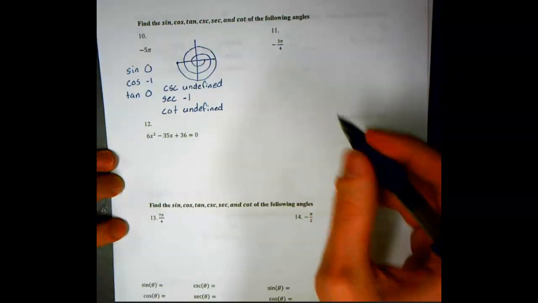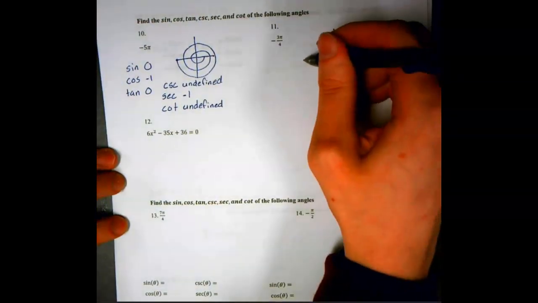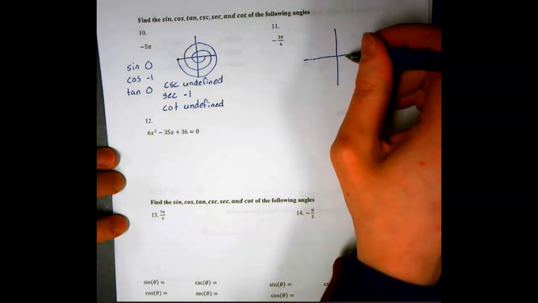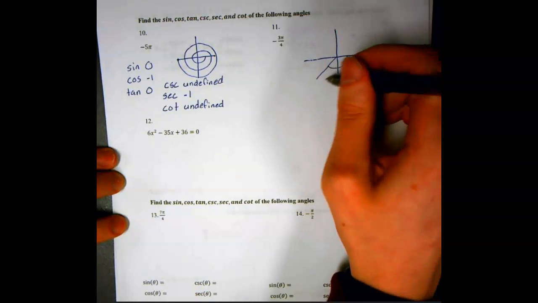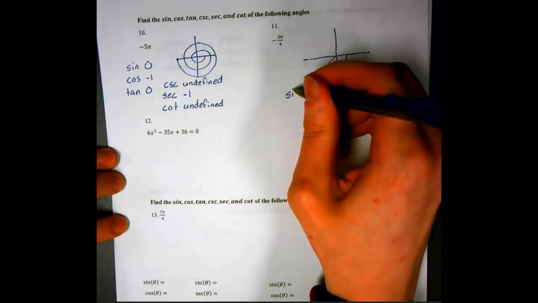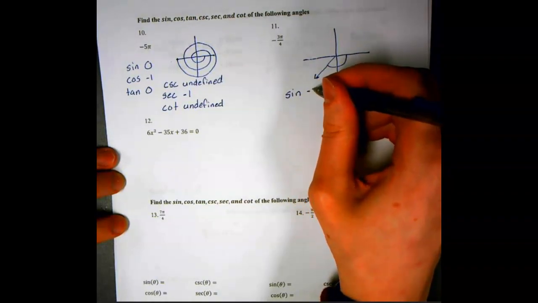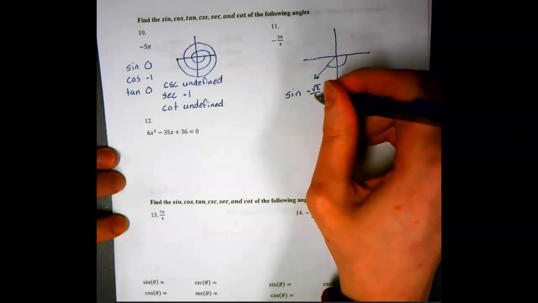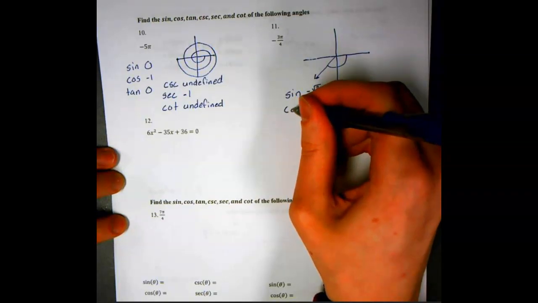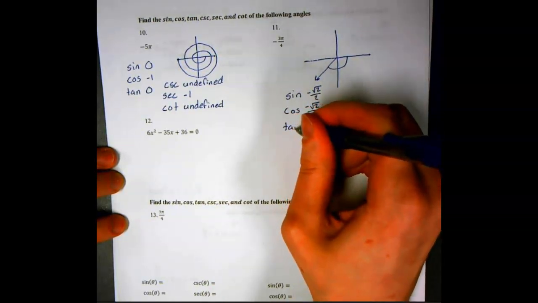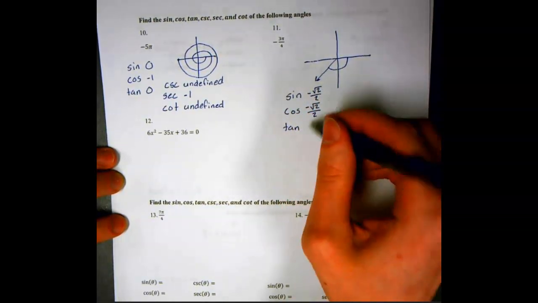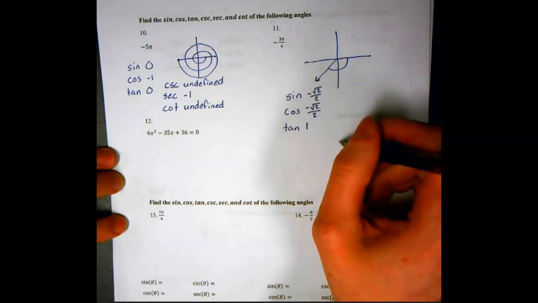Looking at problem 11, again, we can draw out our angle. So here is our angle. That means sine is going to be negative root 2 over 2. Cosine is also going to be negative root 2 over 2. Tangent, we're going to take the sine divided by our cosine, so it will be a positive 1.